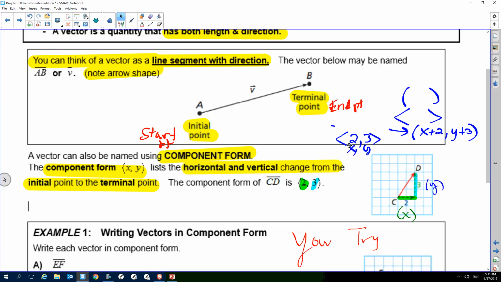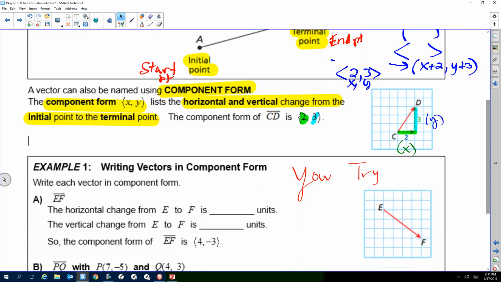All right, so the example they gave you, and I know your graph is kind of off on the copy, but I have vector CD. C is my initial point, D is my terminal. Normally we do rise over run, our slope, but we're going to do the opposite. Instead of change in y over change in x, we're doing change in x, so that's your horizontal distance, then your vertical distance. So the vector component form for CD would just be 2, 3.